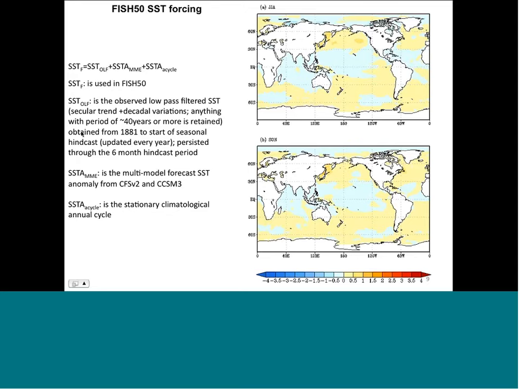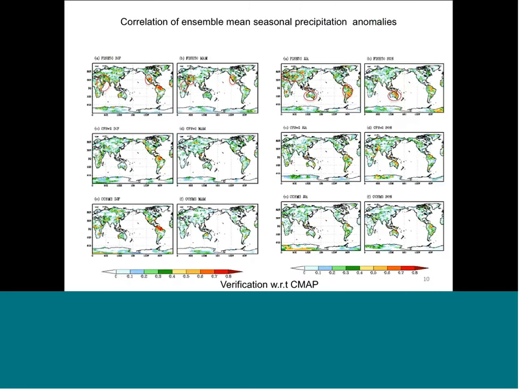So when we use this SST_F and then compare it with the observed climatology for the period 1982 to 2008, we see that the errors are far less and probably acceptable in a two-tiered forecast like FISH-50. So I'll jump into the results.